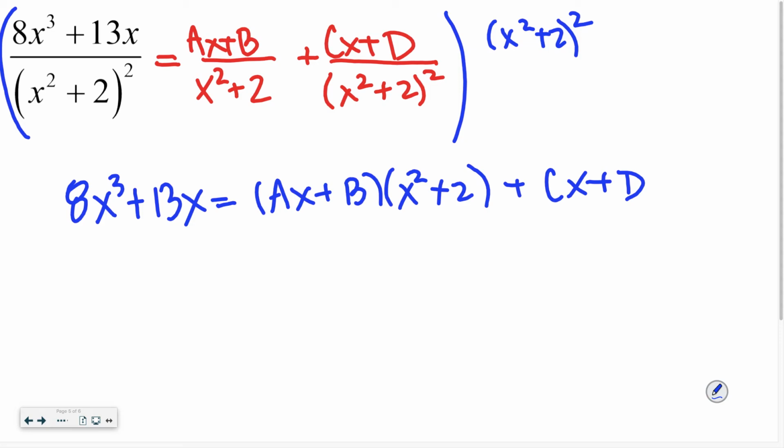Now, I think we're going to run out of time before we're able to solve this one. But just like before, you're going to have to FOIL this out, and then you can compare the coefficients. Now, do you see an x squared over here? So what's its coefficient? 0.